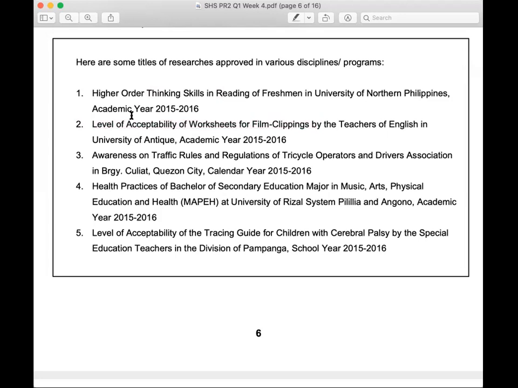Level of acceptability of worksheets for film clippings by teachers of English, University of Antique. Same as well. For level of acceptability, you did not disclose whether it's high or low, so it's a neutral title. Letters within the title are capitalized. We also have your location and your year. Same goes with awareness on traffic rules and regulations of tricycle operators and drivers association, Barangay Culiat, Quezon City, calendar year 2015-2016. So awareness, health practices, level of acceptability.